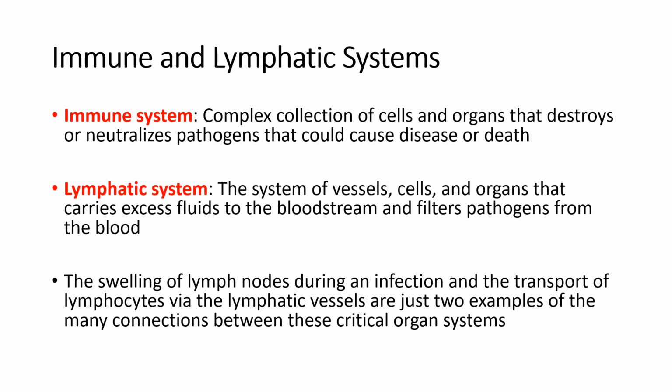So our immune system is the complex collection of cells and organs that works to both destroy and in some cases neutralize pathogens, right, microorganisms that can cause us disease or death. The lymphatic system is a system of vessels as well as certain types of cells and specific organs that carries excess fluids to the bloodstream and then filters pathogens from the blood.